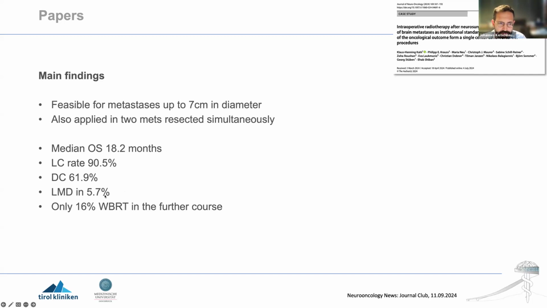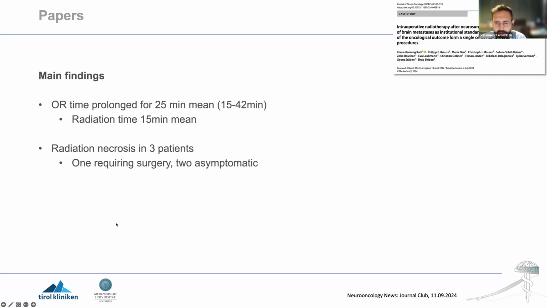Important for me, leptomeningeal disease in less than 6% is quite low. So most of the series I am aware of describe leptomeningeal disease in 10 up to 20. Some series also more than 20% of resection followed by focal radiotherapy. And of course, in this series, a very low number of whole brain radiotherapy in the course of the disease.